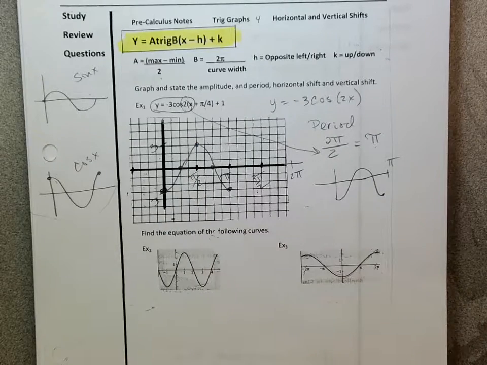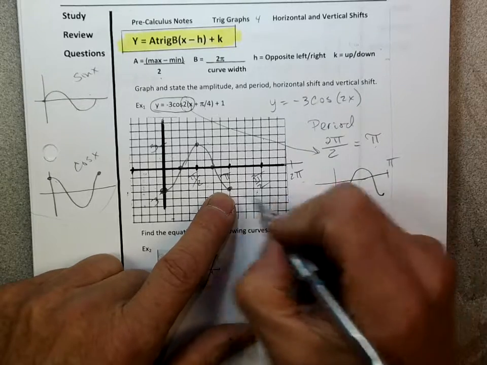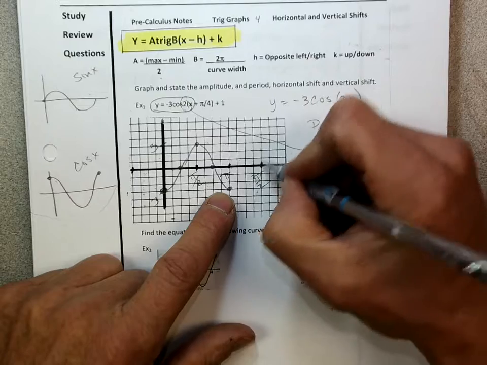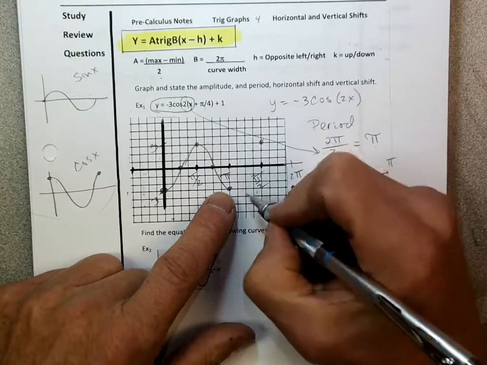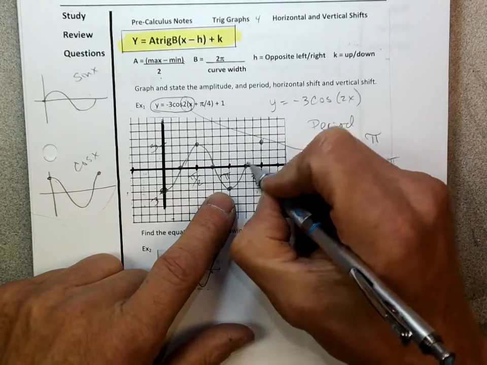That's what the frequency means. I need 2 of them. So the same shape again: it starts at -3, it's going to end down at -3. Halfway through, it's going to have its maximum up at +3. Its x-intercepts are here and here. So I'm just going to get the second shape.